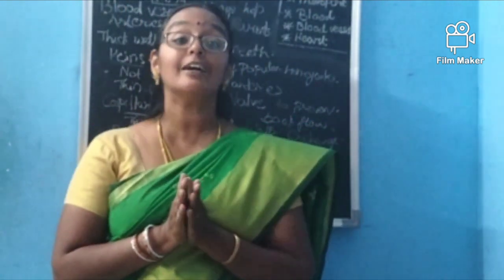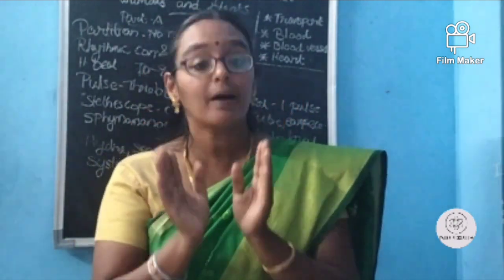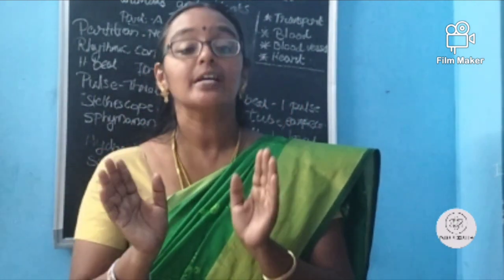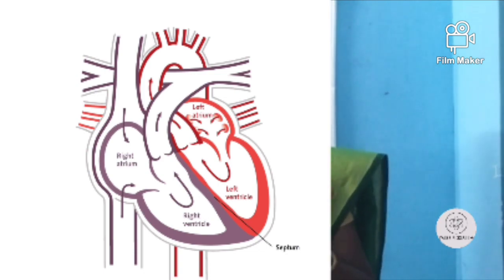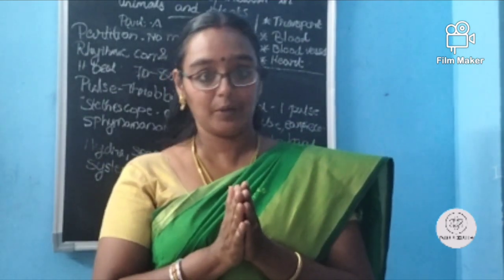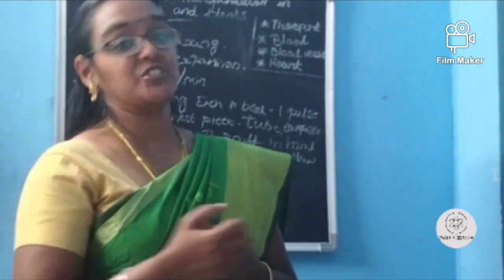I think it is clear for you. There is a muscular partition in the heart which will never allow the blood which is rich in oxygen as well as the blood rich in carbon dioxide from mixing. Okay. We are going to see the heartbeat.